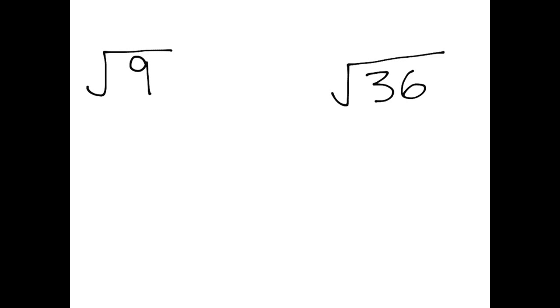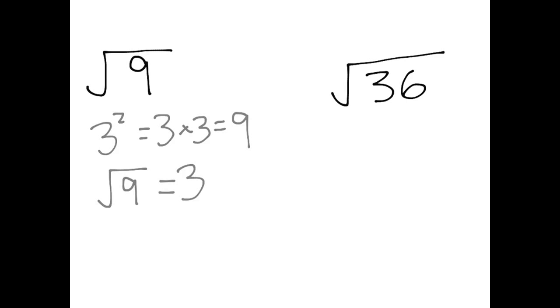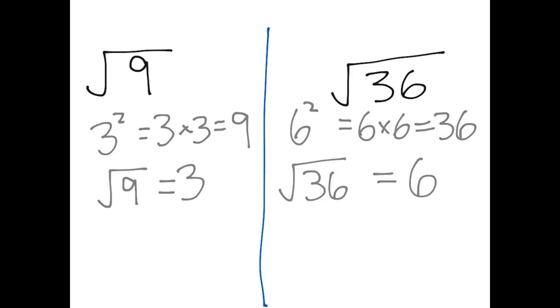Now I'll show you how to derive the square root of a number without a calculator. Let's do two examples. Let's take the square root of 9 and 36. So we know that 3 times 3 is equal to 9, therefore the square root of 9 is 3. We know that 6 times 6 is equal to 36, so the square root of 36 is 6.